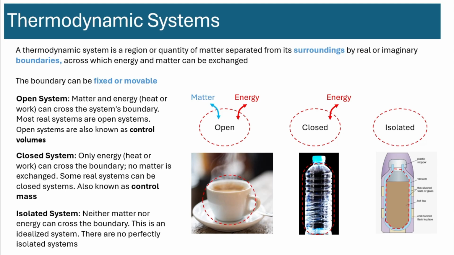Basically, both matter and energy can cross the system's boundary, and this is what happens most of the time in real systems. If you look at the cup of coffee here, and you look at the system boundary that's drawn here, you can see there is heat being transferred, because a warm coffee will cool when it's left in an environment colder than the coffee, and it will eventually reach the temperature of the surroundings. So there is definitely energy transfer across the boundary.